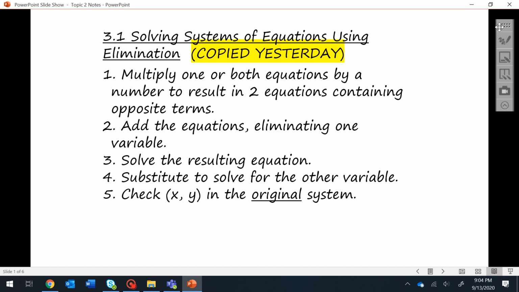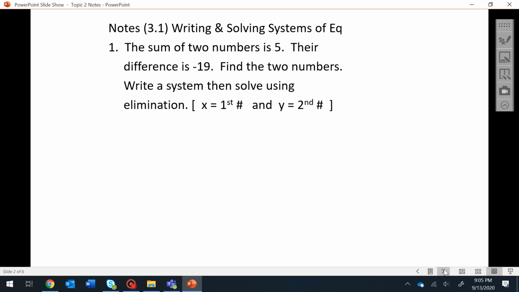First step, multiply one or both of the equations by a number that will result in the two equations containing opposite terms. After that, we add the equations together, hopefully eliminating one of the variables. We solve the resulting equation, substitute the variable that we solved for, and then check it in the original system. Let's see what that looks like.